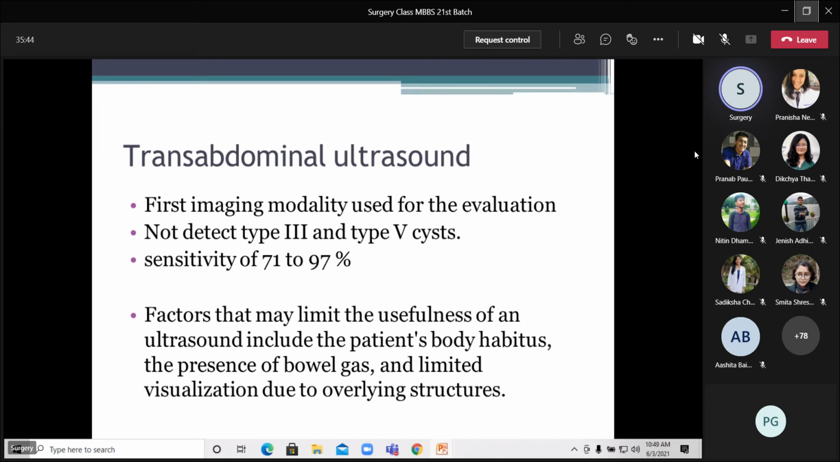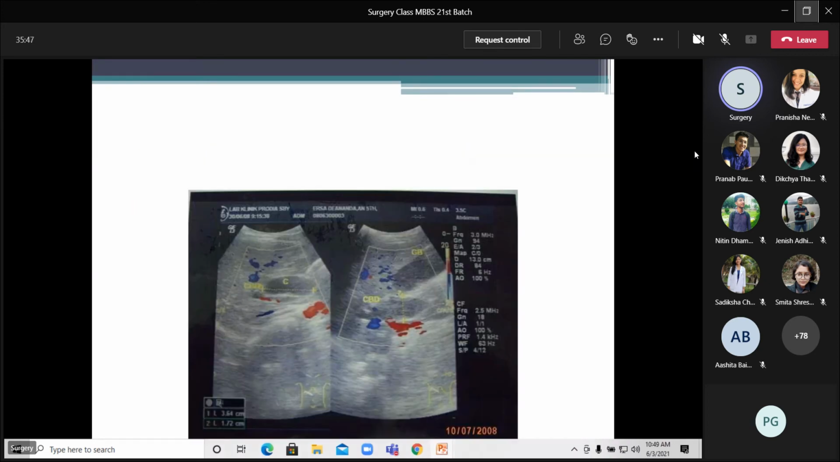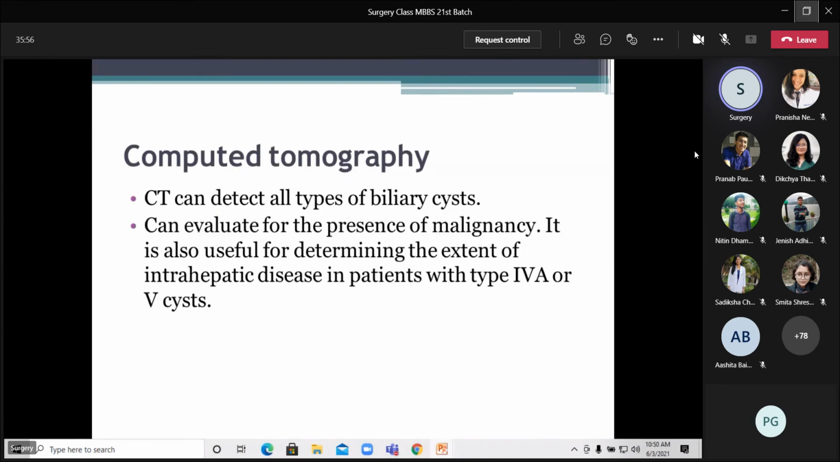If you do a Doppler, you can see the vascularity. And computed tomography, as I have said, is very useful in determining the extent of intrahepatic disease in type 4A, where you get both intra and extrahepatic cystic dilatation, or type 5, that is Caroli's disease. So in that case, if there are multiple cysts, you can know the extent of involvement with the CT, which ultrasound won't be able to see, but MRCP can tell.